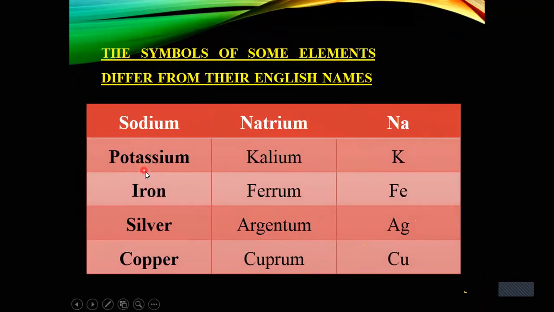Examples of elements derived from Latin names. Start with sodium: its English name is sodium, but its Latin name is natrium, so it's Na. Potassium, Latin name kalium, so it's K. Iron, Latin name ferrum, Fe. Silver, Latin name argentum, Ag. Copper, which we saw before, Latin name cuprum, Cu. These are Latin names of the elements and have no relation to the English.